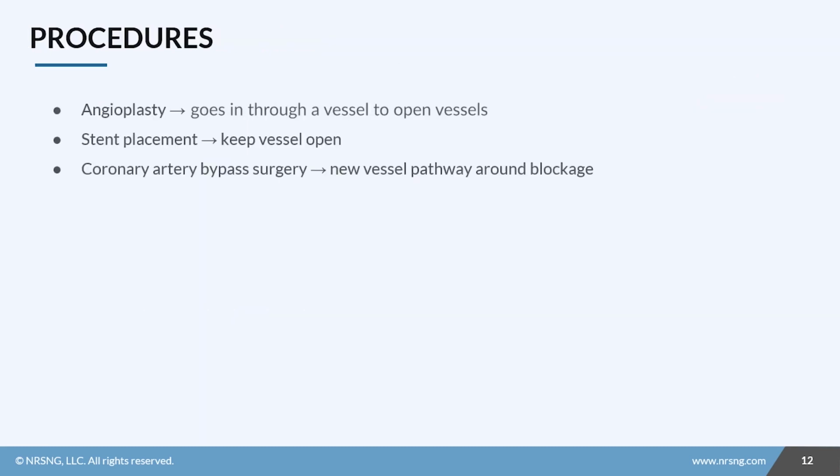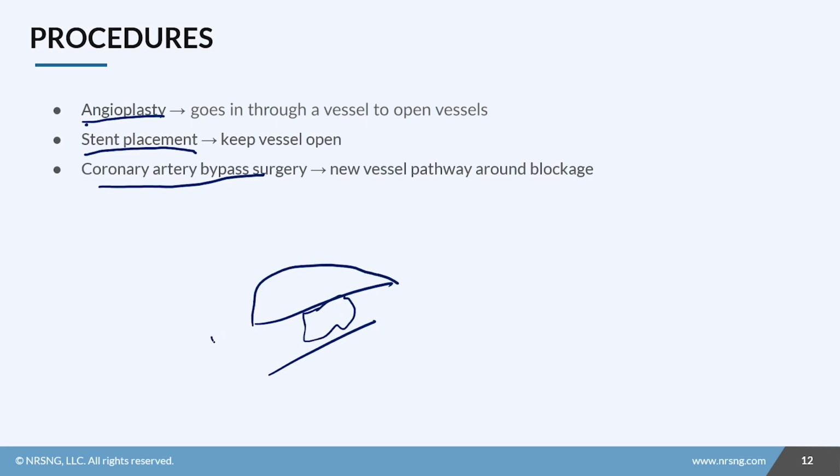All right, so there are different procedures that the doctor may order, such as an angioplasty, which is where they go in through the vessel to open the vessels leading to the heart. A stent placement, which is where they keep that vessel open with like a metal stent. And then coronary artery bypass surgery is where they're going to bypass this blockage by creating another pathway right around it. The blood can get through there.